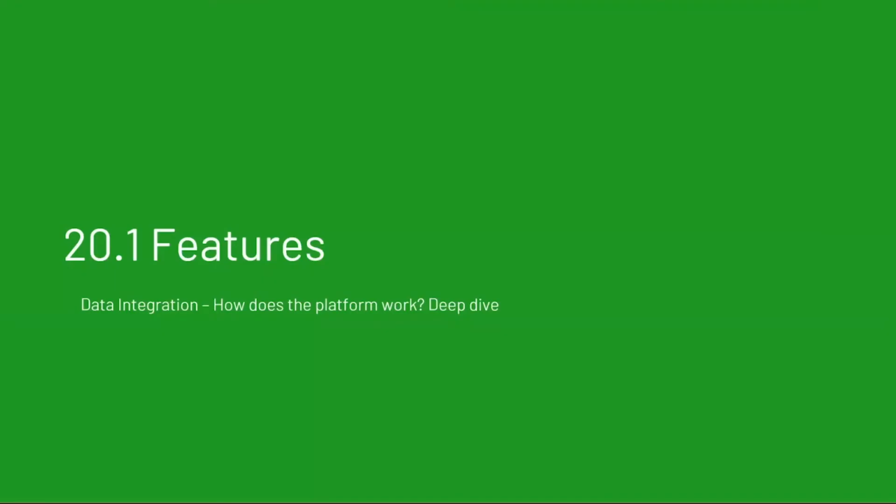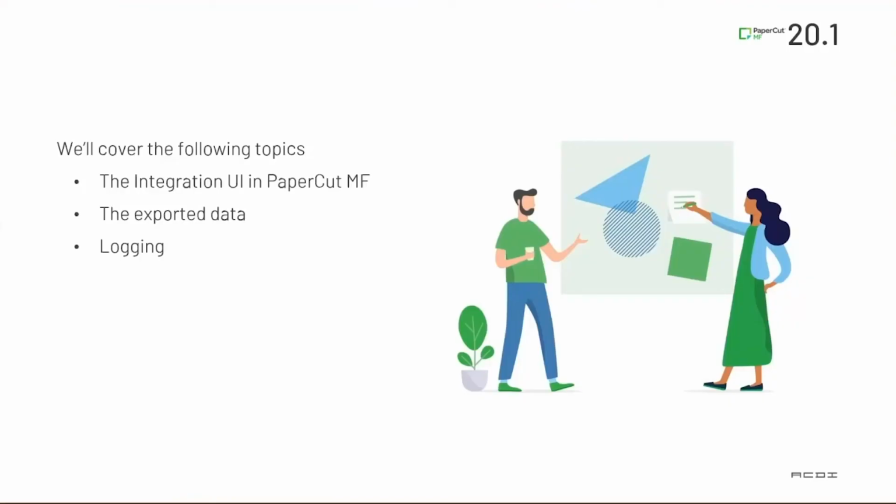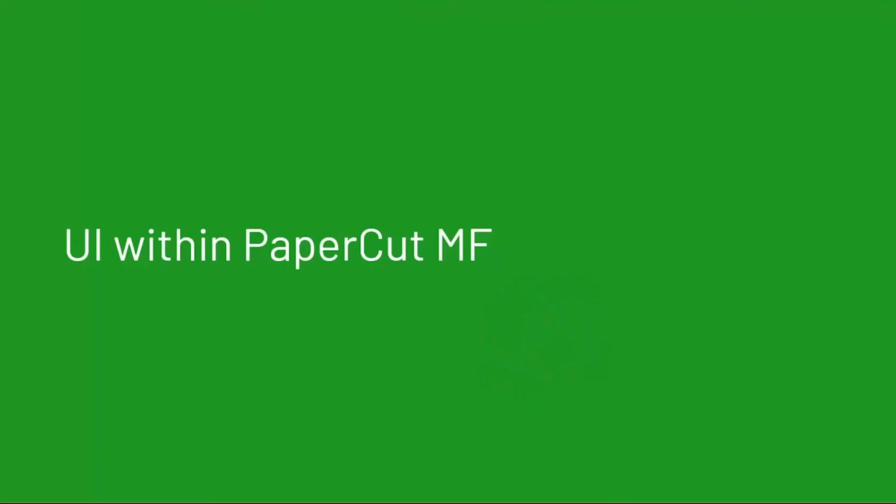Data integration, another new feature with PaperCut version 20.1. Using data integrations, you can now consume, analyze, and view your organization's usage trends in third-party tools, like ACDI's Storyboard. You can now understand trends of usage over time to make informed decisions to further optimize your print fleet.